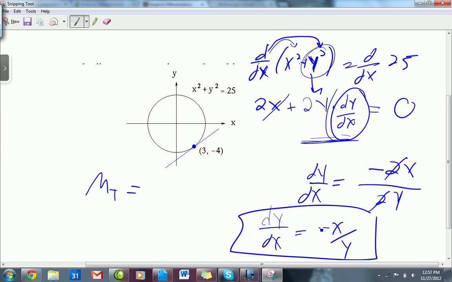So the 3 goes in for x, and the -4 goes in for y, and I get 3/4. Okay? So that, therefore, would be the slope of that blue tangent line.